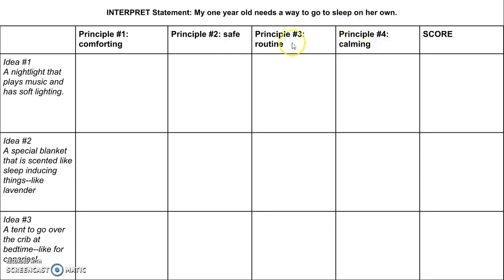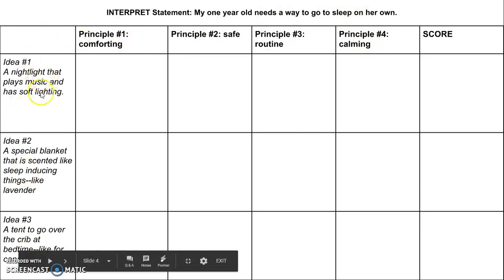Number 3 needs to be a routine, because I have just observed with my kids, and science will tell you, that children really respond to routine. It helps cue them into transitions between activities and just helps their day go more smoothly. And then number 4 needs to be calming. And that kind of goes with comforting, except calming leads them towards sleep. Comforting may just chill them out. Calming helps them mellow. So those are my 4 principles that I think are the most important to solve this problem. They go across the top.